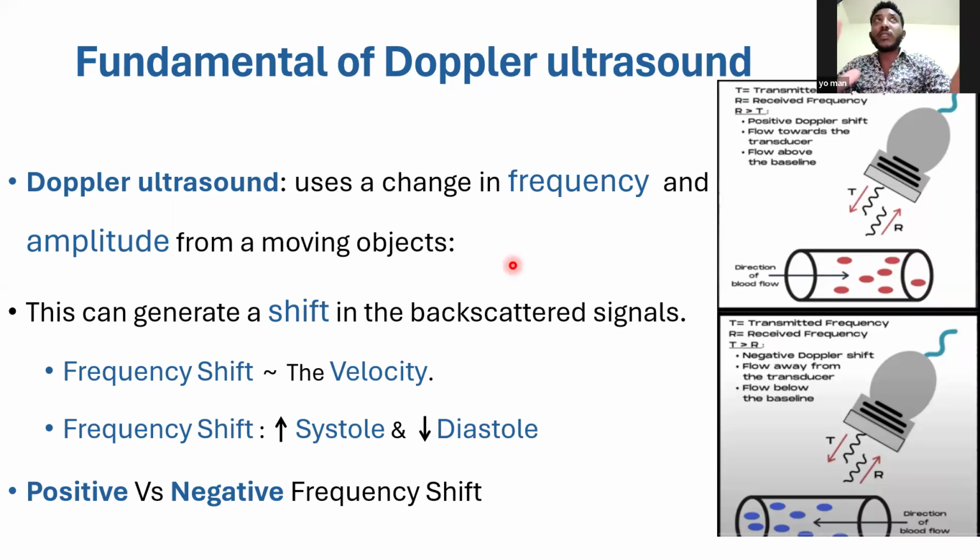This shift can generate a shift in backscatter signals, as I told you before. You should understand that the frequency shift is directly proportional to the velocity of the moving object. If blood or some fluid passes through a pipe with a high velocity or a low velocity, the frequency shift will not be the same. It will be different for high or low.